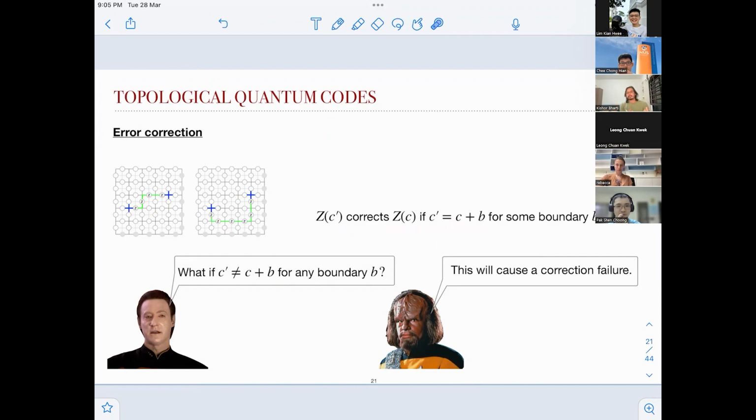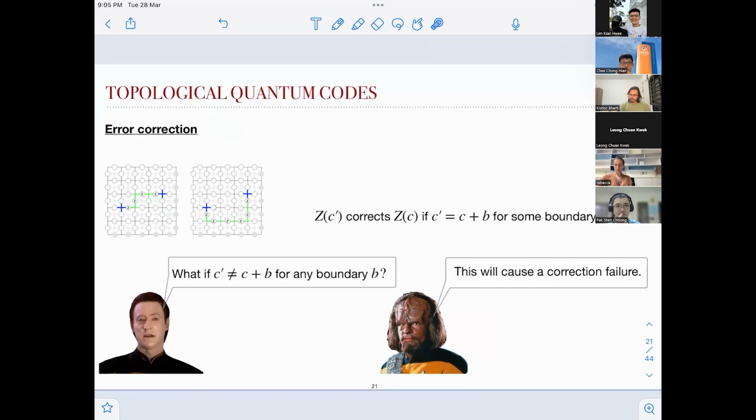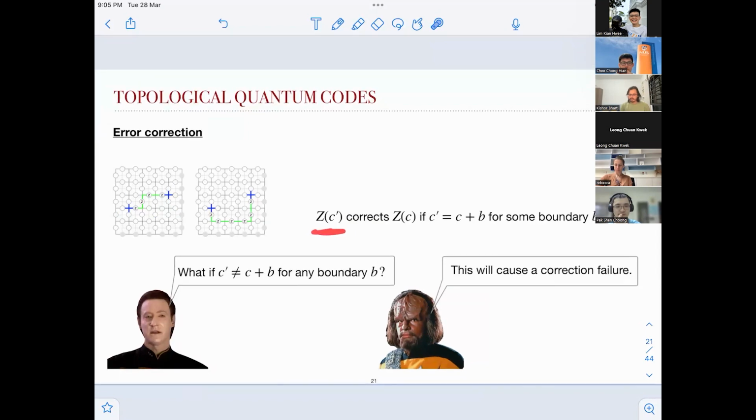Earlier, we had the physical intuition already, but now in terms of chain operators and cochain operators, you can discuss whether you will be able to correct or not.